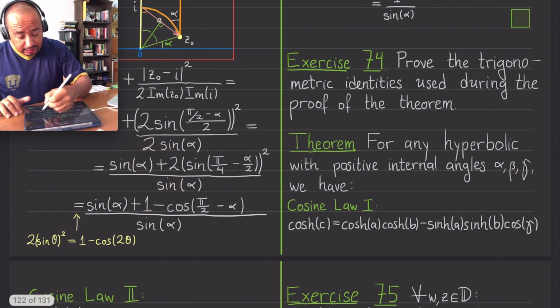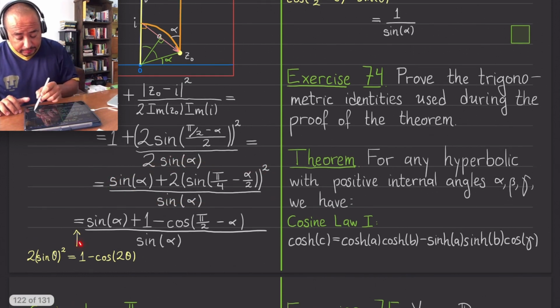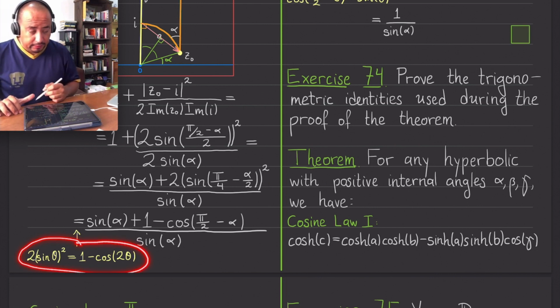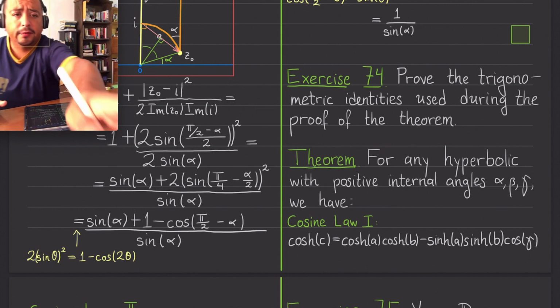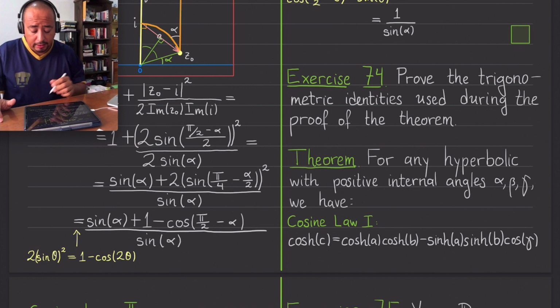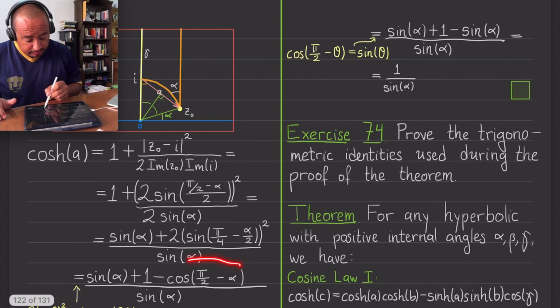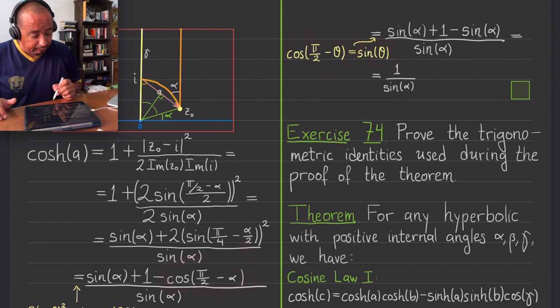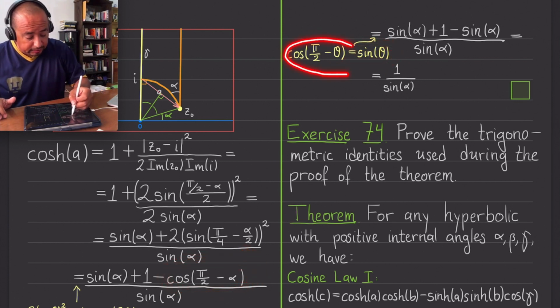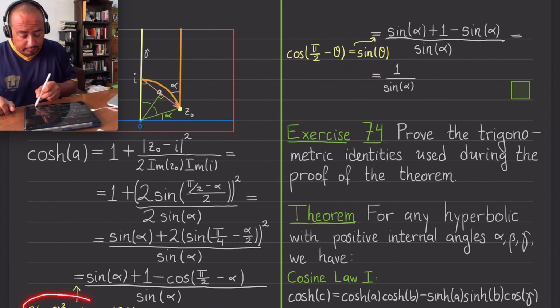And here to simplify this, I use this trigonometric identity, which I leave as an exercise for you. Now this one can be substituted by the sine of alpha, because we know that the graph of sine and the graph of cosine are very similar. So this trigonometric identity is, of course, easier to prove than this other one.